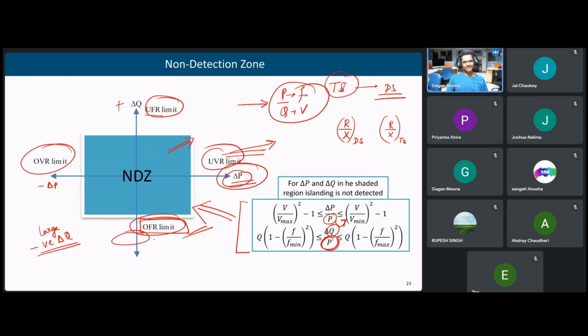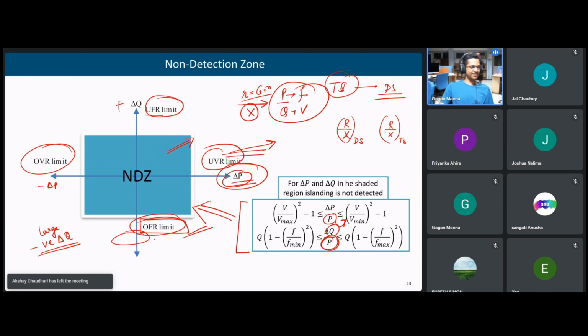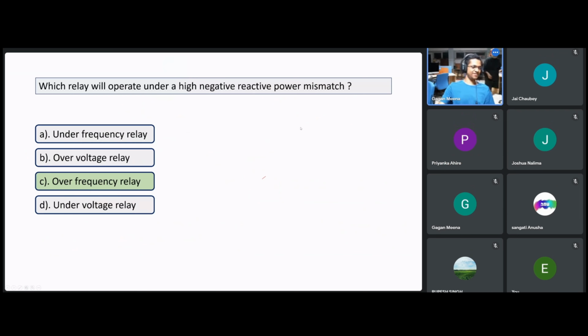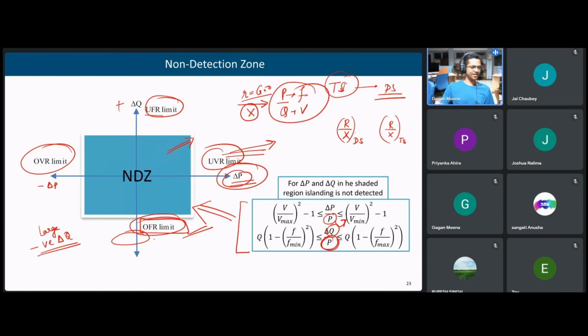How do we reach here? Because we neglect certain things. We neglect that G is 0, R is 0. We consider there is only inductance, reactance. So in transmission system, consider R is very less. But in distribution system, we cannot assume that. Resistance is quite large as compared to transmission.